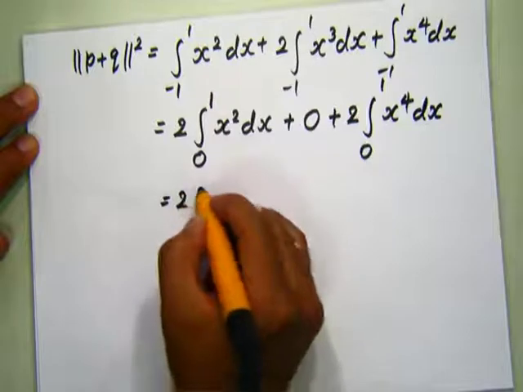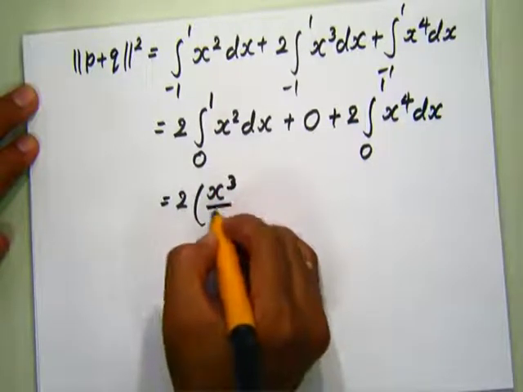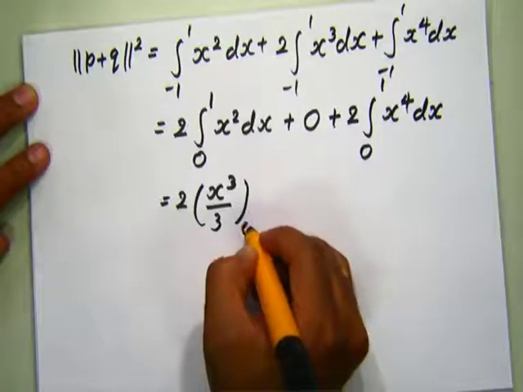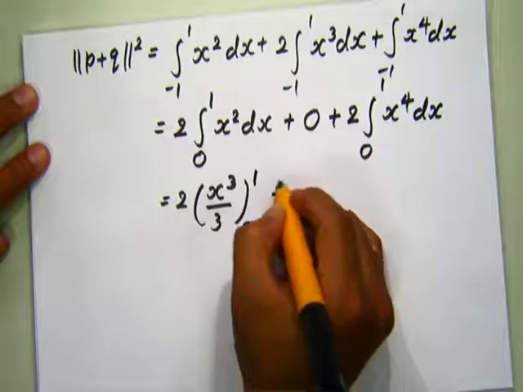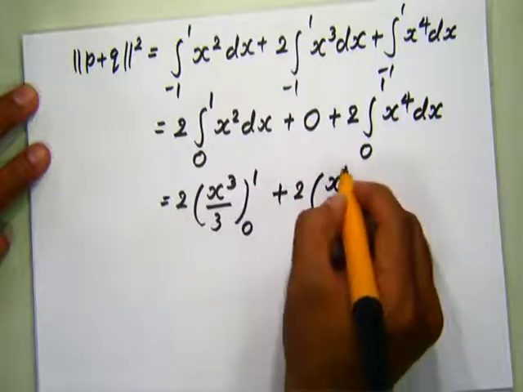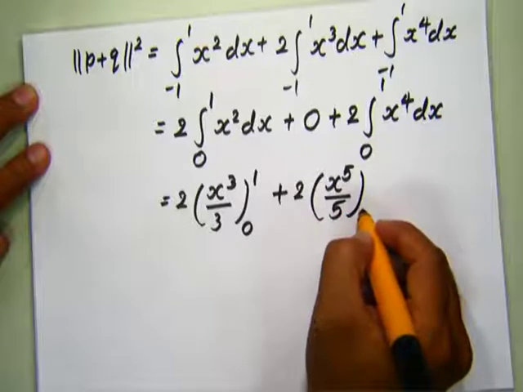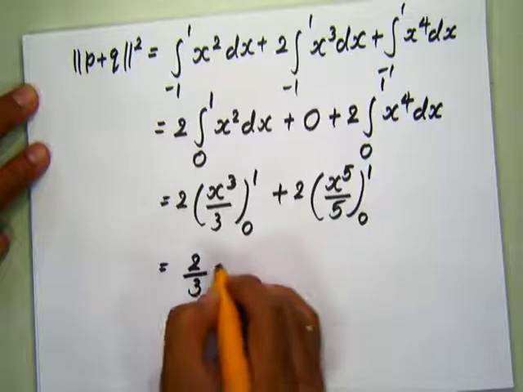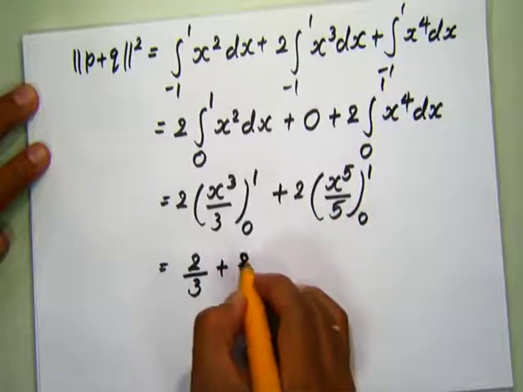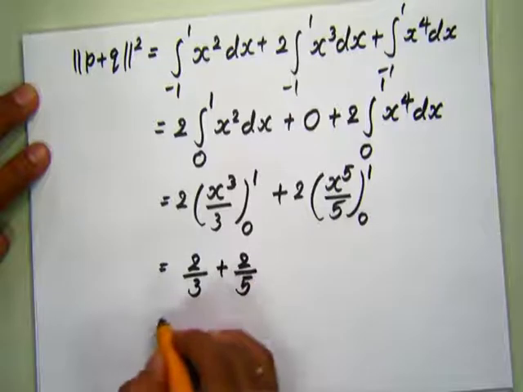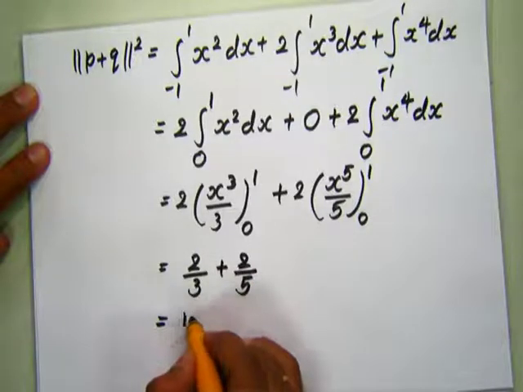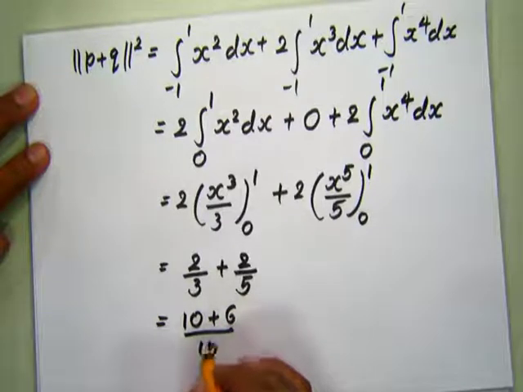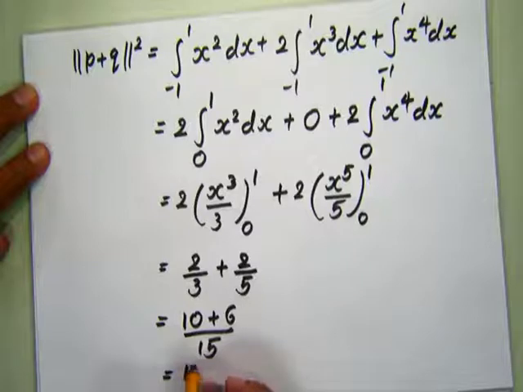So it is 2 times x cube by 3, using the formula that the integration of x raised to n is x raised to n plus 1 upon n plus 1, limit 0 to 1, plus 2 times x raised to 5 by 5, limit 0 to 1. So it is 2 by 3, and after putting the limit, plus 2 by 5. So taking LCM, it is 10 plus 6 upon 15. So it is 16 by 15.